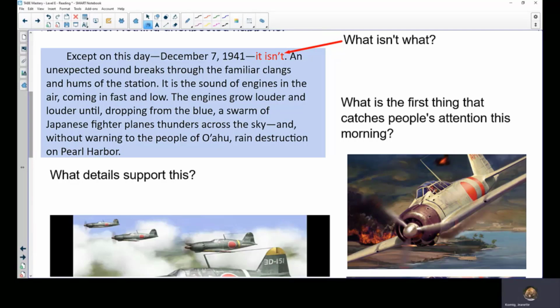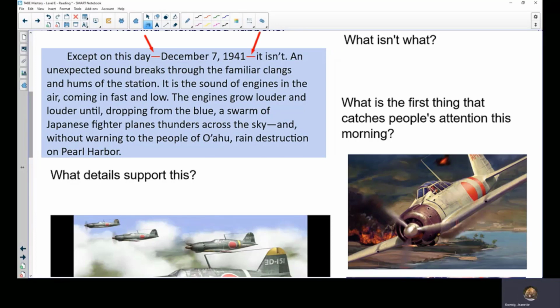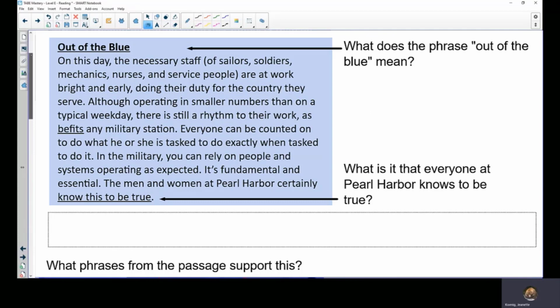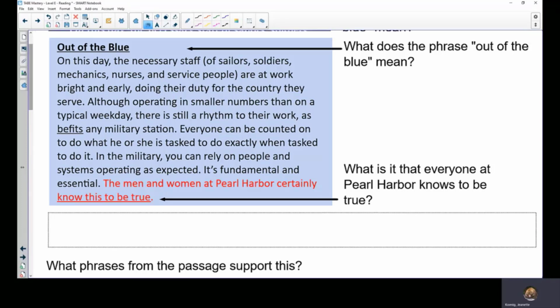When it doesn't make any sense to you, you have to stop and think, can I think of any other possibilities? A lot of times when you're reading, you see these two dashes here. That's telling you this bit is just an interrupter. We could take that out and still have a sentence. "Except on this day, it isn't." Well, what isn't? You're going to have to go back to that previous passage and reread it, and this time understand and don't tune it out. I had to do this several times. What isn't? It isn't true. What isn't true? That you can rely on people to do what they're supposed to do.